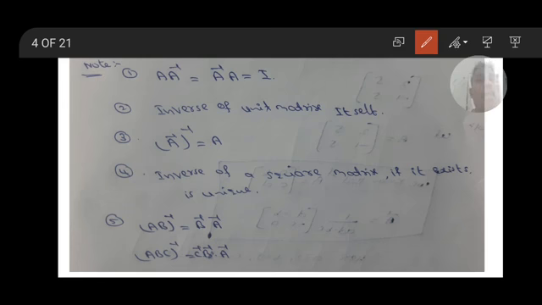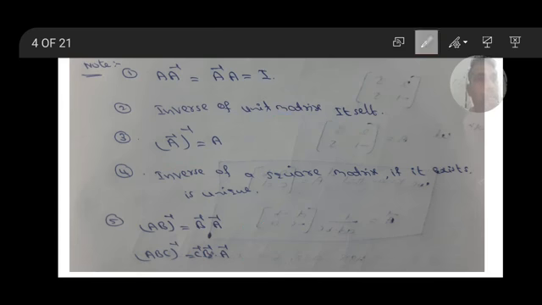And the second one: the inverse of a unit matrix is itself. If you find the inverse of a unit matrix, it will come as the same matrix itself. Third one, A inverse whole inverse equal to A. And fourth one, the inverse of a square matrix, if it exists, is unique. Next, fifth one, AB whole inverse equal to B inverse into A inverse. Suppose there are 3 matrices, A into B into C whole inverse equal to C inverse into B inverse into A inverse. In reverse order it will come.